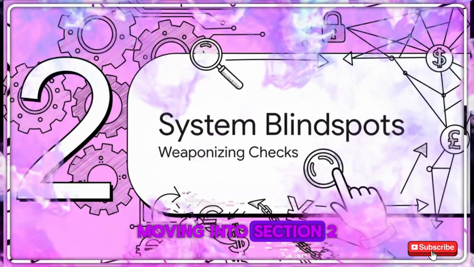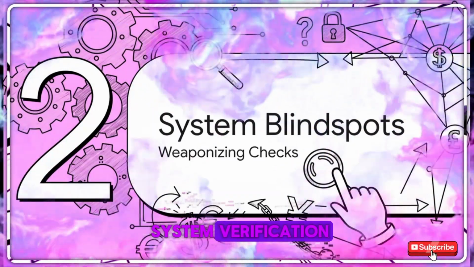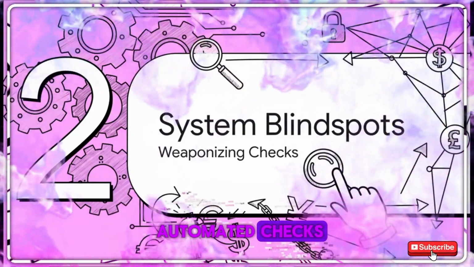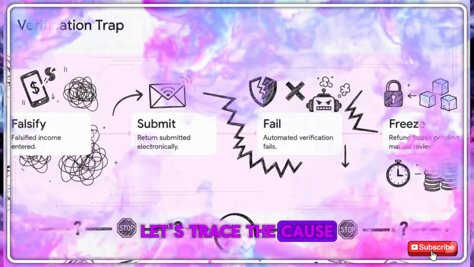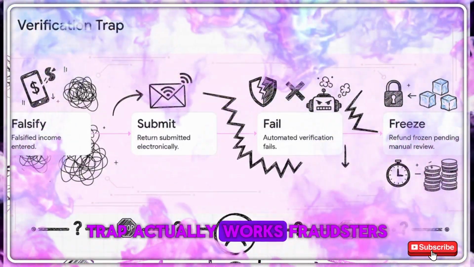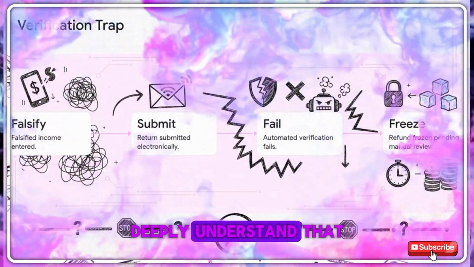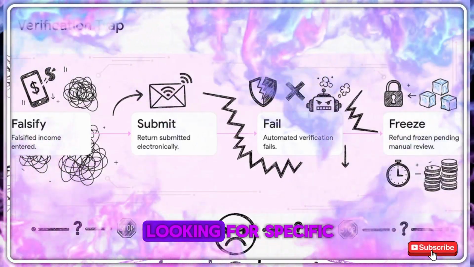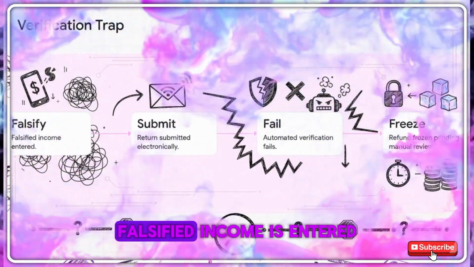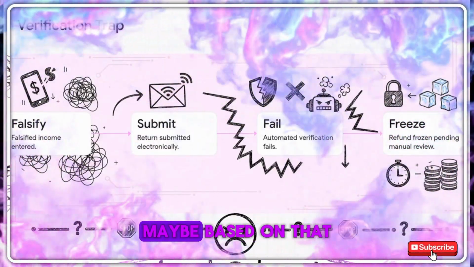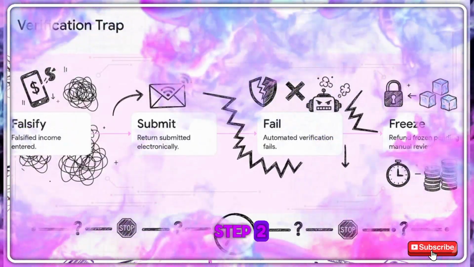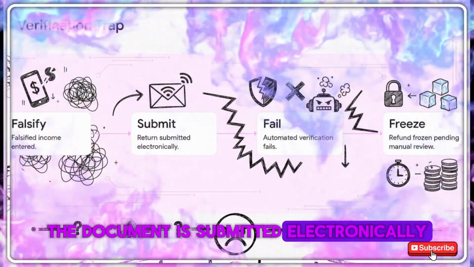Moving into Section 2, System Verification Blind Spots, or weaponizing automated checks. Let's trace the cause and effect relationship of how this verification trap actually works. Fraudsters deeply understand that automated systems are just looking for specific matching data points. Step 1, falsified income is entered, maybe based on that social media loophole we just talked about. Step 2, the document is submitted electronically.